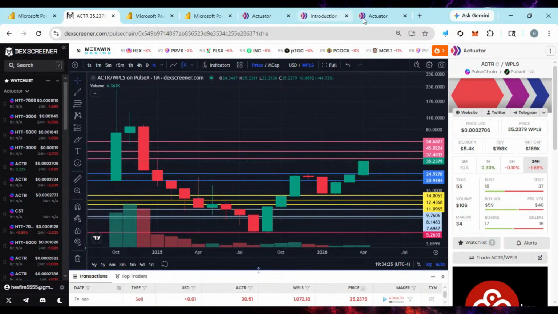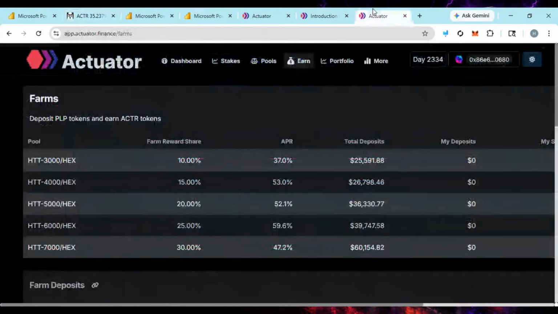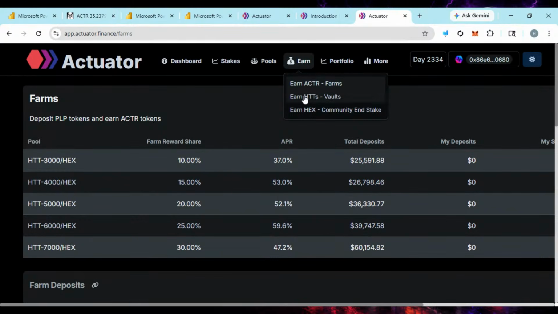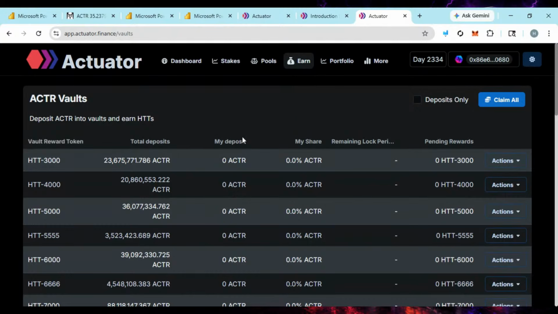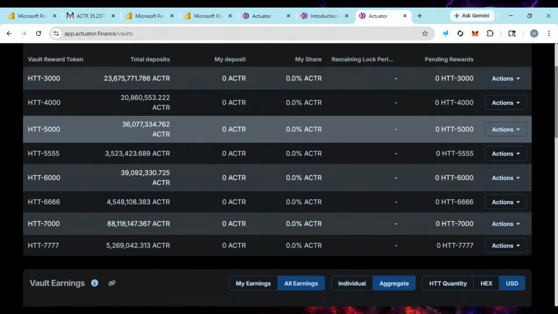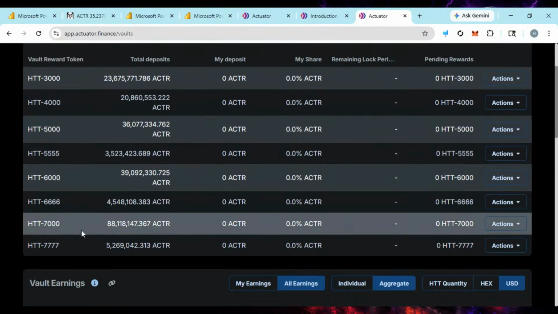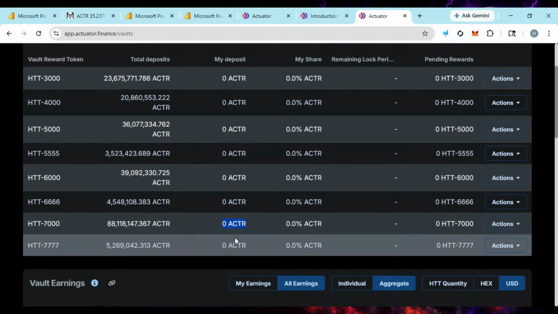Now, why would they accumulate? Well, let's go back over to the actuator. If we go over to actuator, and I went to the earn tab earlier, I'm going to go down to vaults. So I'm looking at farms now, but I'm going to move to vaults. Well, in vaults, people are able to come in and say, I would like more HTT 7000s, let's just say, which is our most popular vault that's out there. They're like, I would like to get more HTT 7000s. And they say, I'm going to deposit some actuator. So they deposit actuator, right? Makes it kind of sticky. They put the actuator in here.